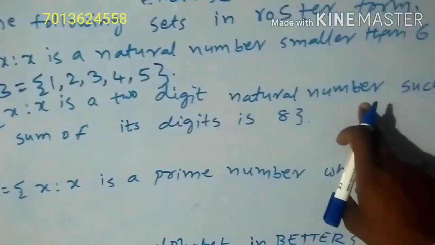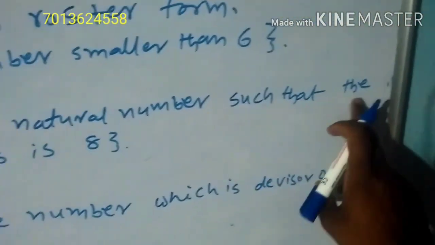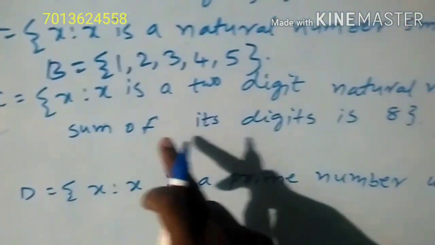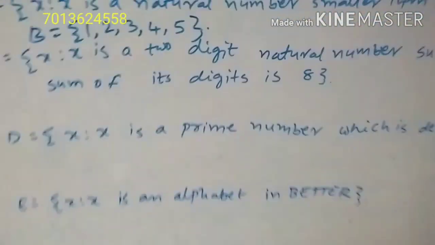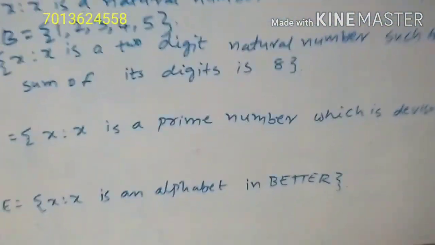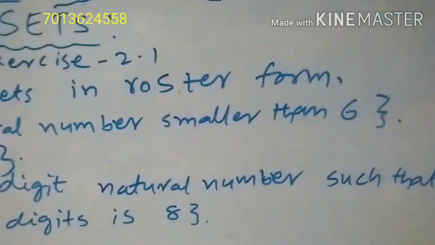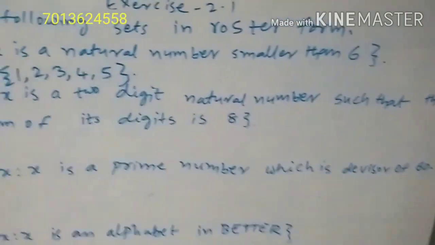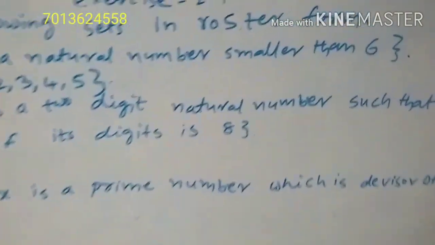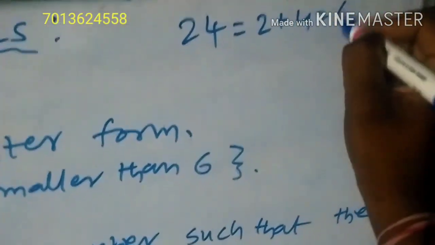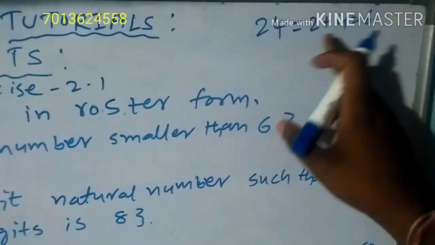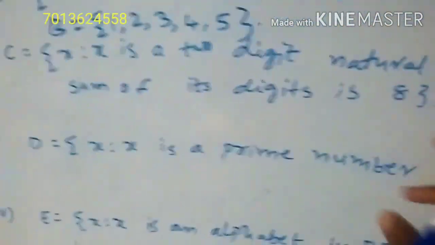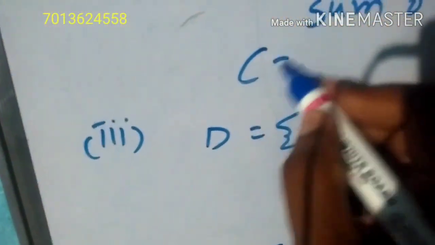x is a 2-digit natural number such that the sum of its digits is 8. So x is a 2-digit number. Take any number like this, 24. 24 is a 2-digit number. So sum of its digits is 8. So here add this 2 plus 4. 2 plus 4 is equal to 6. So like this, if we are adding individual numbers, we have to get 8. Like that numbers are. Now we are checking.